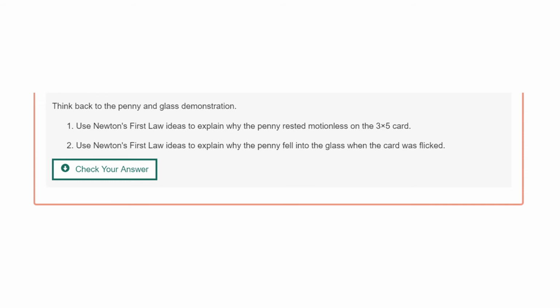Number 2, use Newton's first law ideas to explain why the penny fell into the glass when the card was flicked. So, pretty much, if you do it super quickly, it is going to come inside the glass, because we actually have a force that will affect the state of rest of the penny.